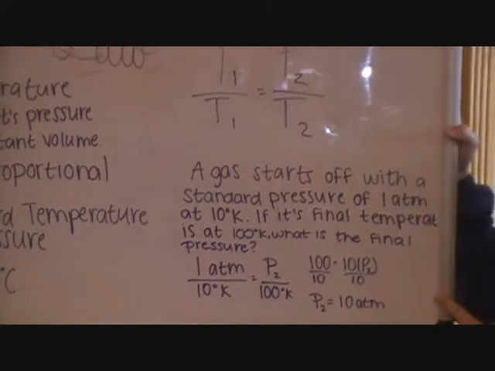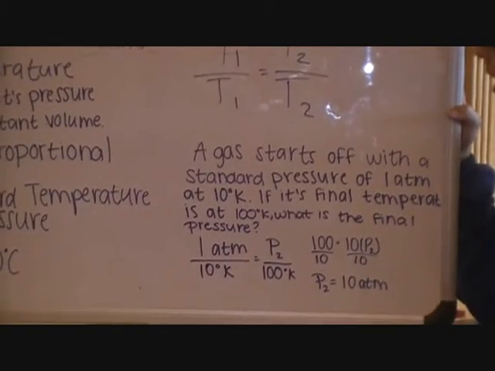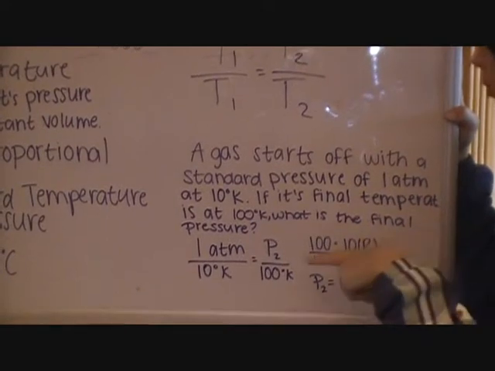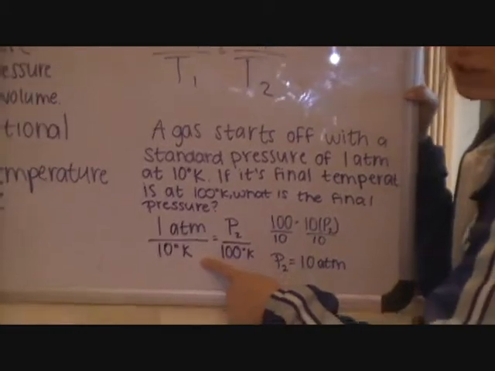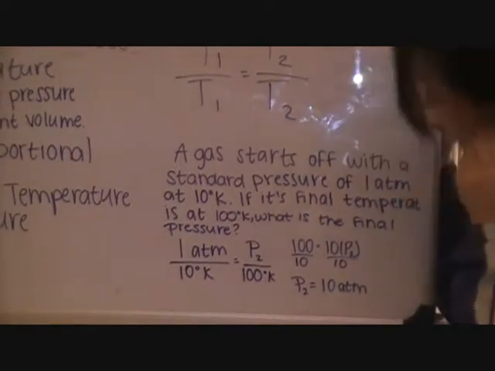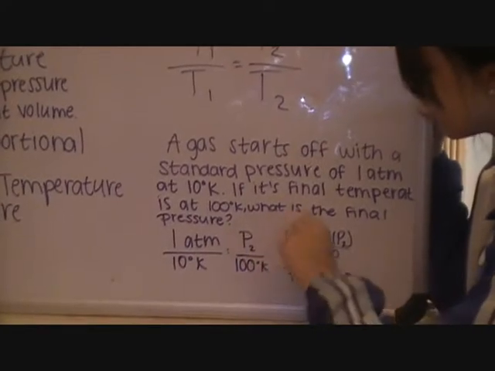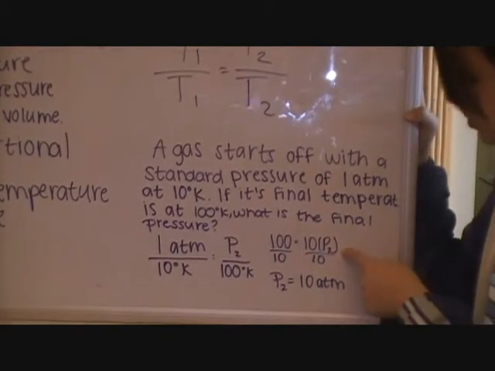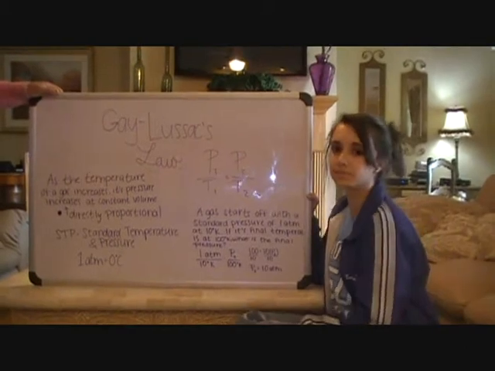So the problem we have here is a gas starts off with a standard pressure of 1 atm at 10 degrees Kelvin. If its final temperature is 100 degrees Kelvin, what is the final pressure? So you put 1 atm over 10 Kelvin, because that's the initial pressure and temperature, equals P2 over 100 Kelvin, because that's the final temperature. You cross multiply these and get 100 equals 10 P2, and you divide by 10 on both sides to get the final pressure by itself, and the final pressure is 10 atm.